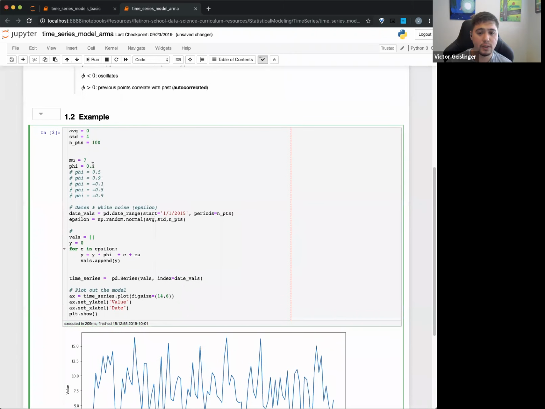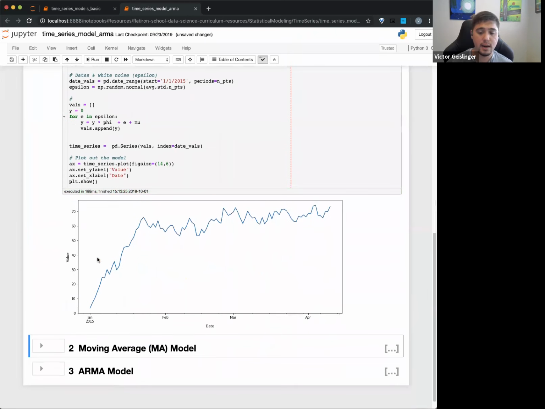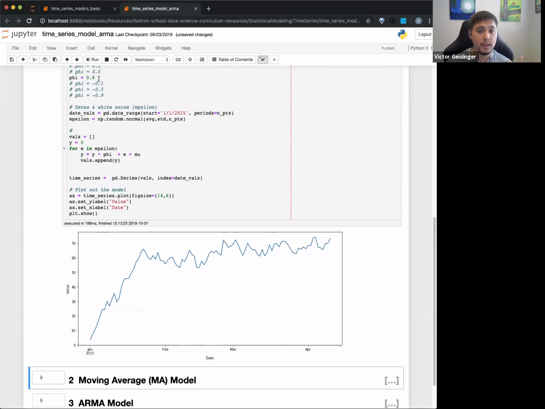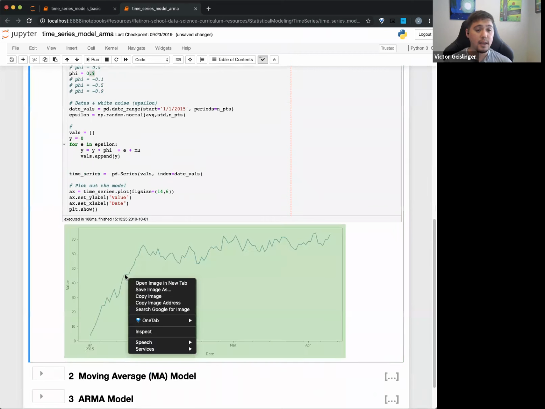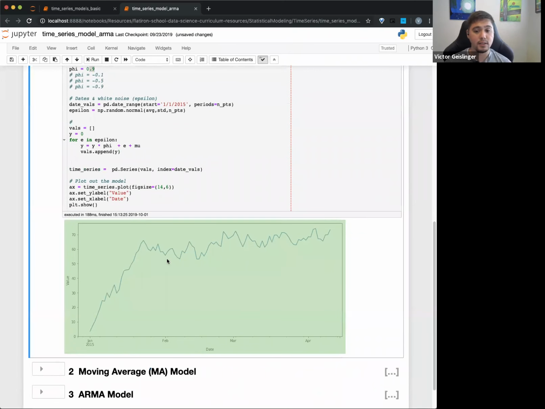So let's increase this phi some. Let's do 0.9. You can see now that with a larger phi, the previous point really matters for what the next point will be. Even though there is some randomness going on, if you're already positive here, you'll tend to keep going positive, positive, positive, and you can see the values going higher and higher. Does that make sense to people?